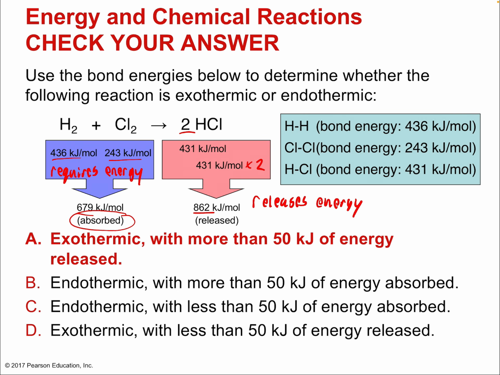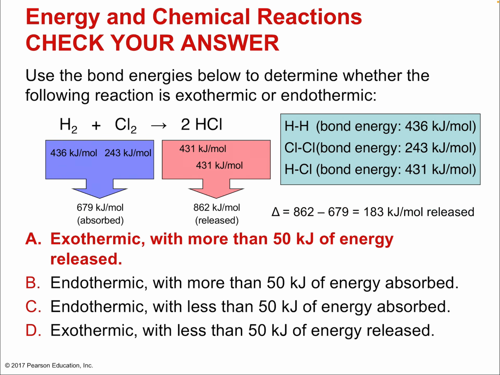And indeed, we see that since there was 862 released, but only 679 absorbed, there was a net change of 183 kilojoules per mole. That's how much was released, which is more than 50 kilojoules of energy per mole. Therefore, it is number A. It's exothermic with quite a bit of energy per mole.